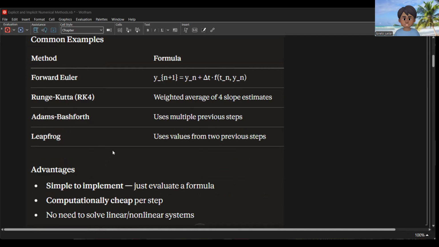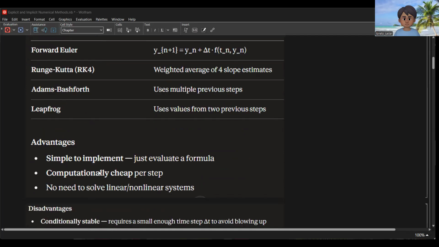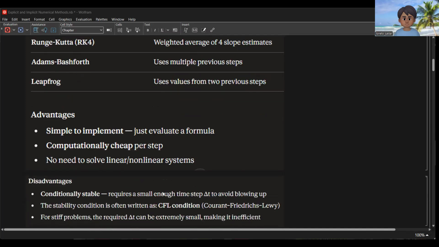So let us discuss in general the explicit numerical method. We have the advantages here. It is simple to implement, just evaluate the formula. It is computationally cheap per step, meaning that we can easily compute y_n here. There is no need to solve linear or nonlinear systems.